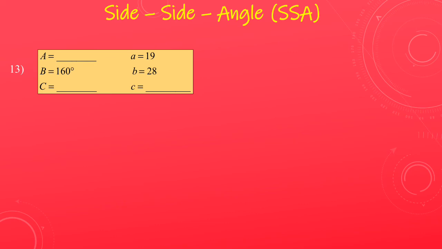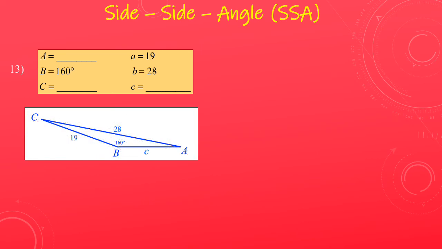Let us do two problems from scratch. In number 13, we are given that angle B equals 160 degrees, little a equals 19 and little b is equal to 28. We realize right away that this is a side-side angle situation, and our first step is to draw the picture. The first thing that should hit you is that we are not given the traditional angle A and little b. We have angle B and little a and little b. It really doesn't matter. These are just labels.